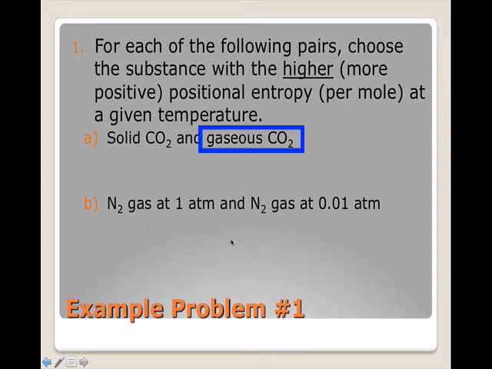Nitrogen gas at 1 atmosphere versus nitrogen gas at 0.01 atmospheres, we actually choose the one with the lower pressure, because a lower pressure means a larger volume, and a larger volume means more disorder. It means more probable locations for these gases, more different arrangements that they could take. So a bigger volume actually has a greater positional entropy per mole than something with a smaller volume, and usually you can tell that by just looking at the pressures.